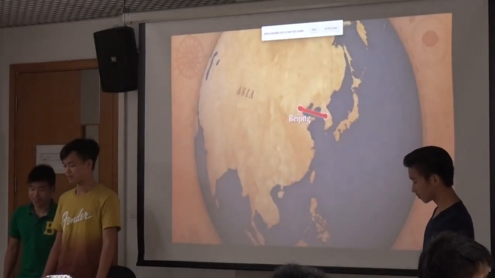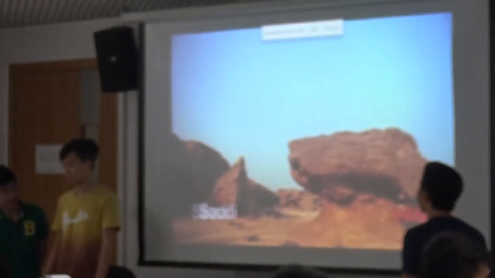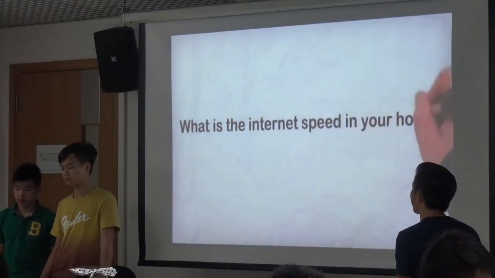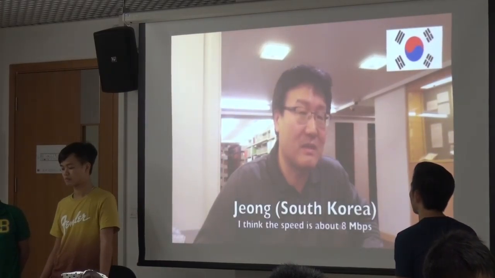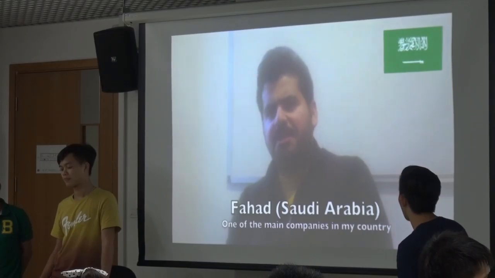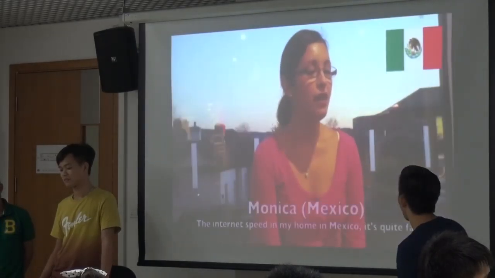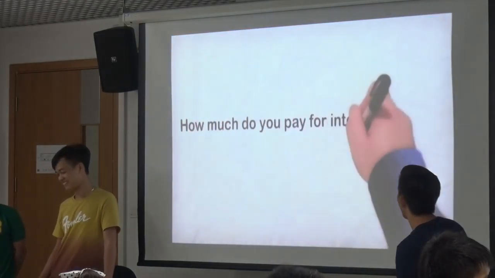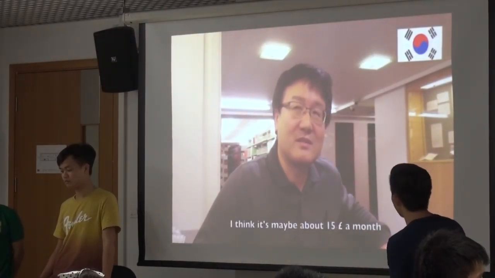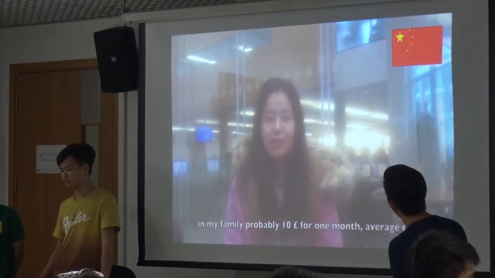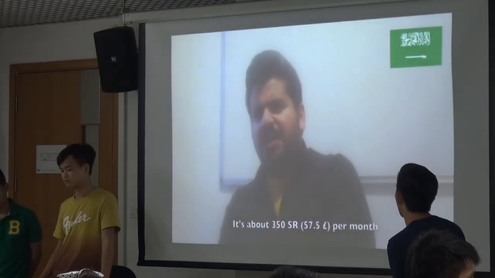Now, we are going to take a look at the differences in speed and cost between four countries around the world and their impact on the life of citizens. I think the speed is about 8 megabytes, right? If the speed of the internet is approximately 2 to 3 Mbps. The three main companies in my country give you 8 megabytes per second. The internet speed in my home in Mexico is quite fast. I think it's like 5 megabytes. I think it may be about £15 a month. The cost, I think it's quite cheap because, for example, in my family, it's approximately £10 a month on average. It's about 350 euros per month.